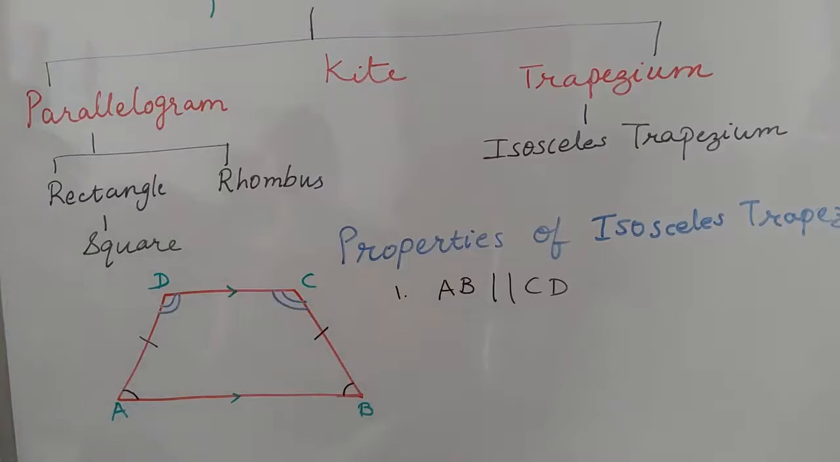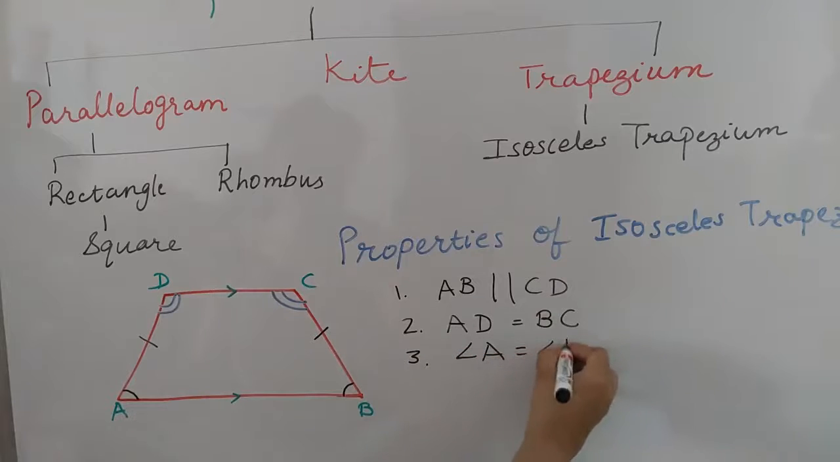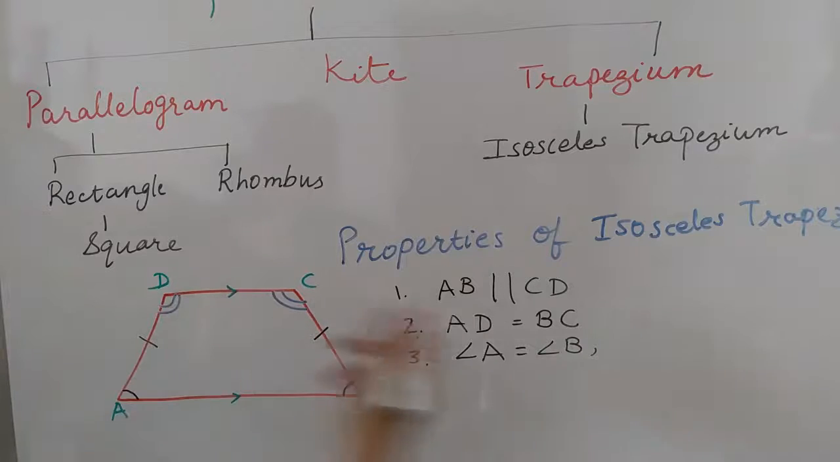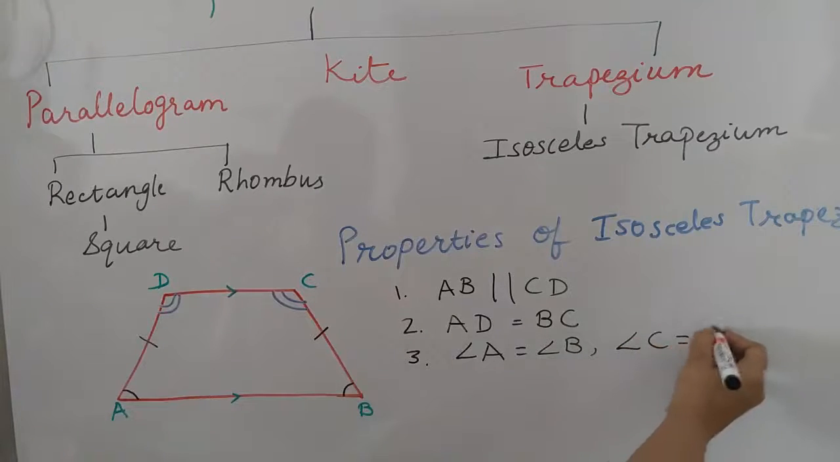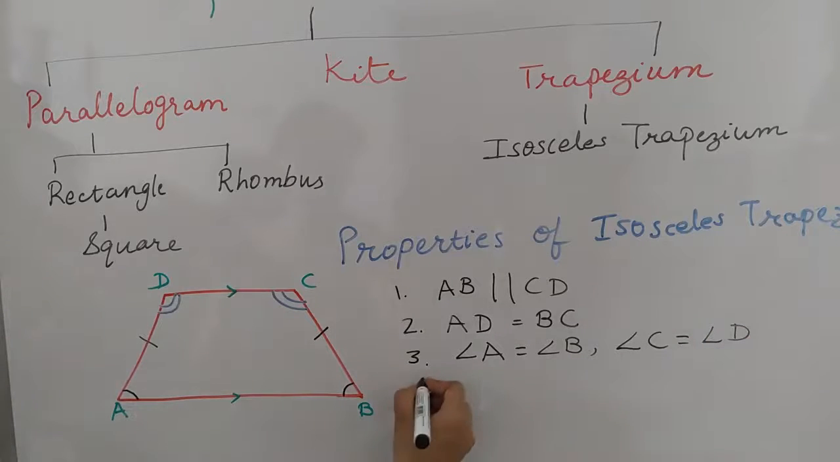So here I write the first property, already written, in isosceles trapezium. Now the second is that the non-parallel sides are equal. It means AD is equal to BC. The third property is about angles, that angle A is equal to angle B. On the base, the two angles are equal, and the other two angles, angle C is equal to angle D. So this is the angle property we have seen, property number 3.